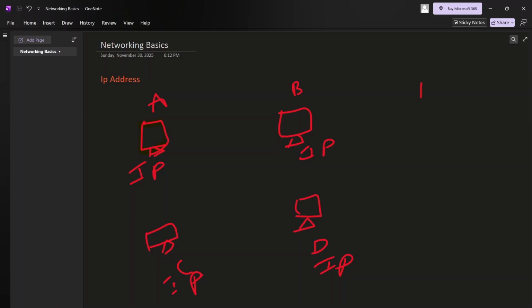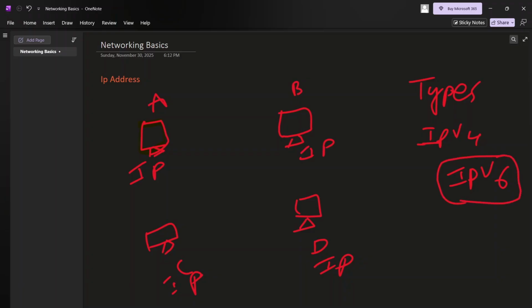So IP addresses are of two types: IPv4 and IPv6. IPv4 means Internet Protocol version 4. IPv6 means Internet Protocol version 6.